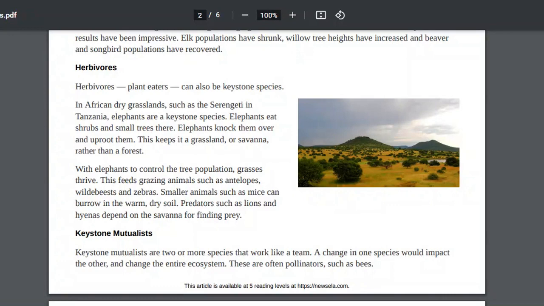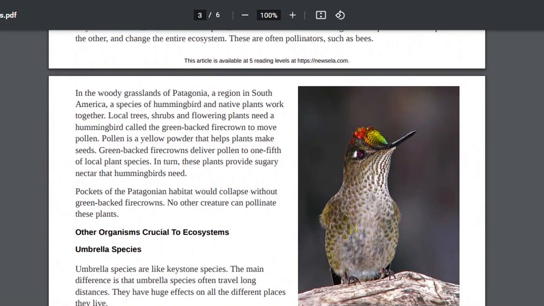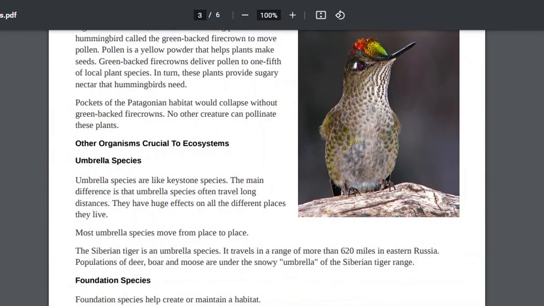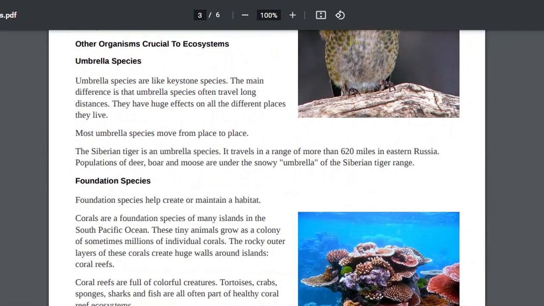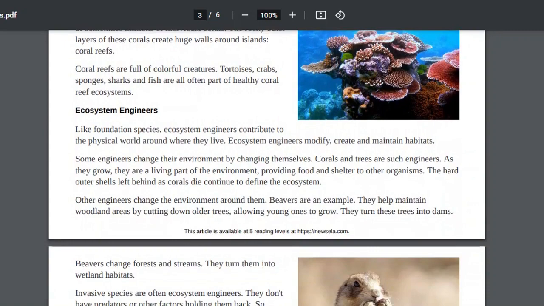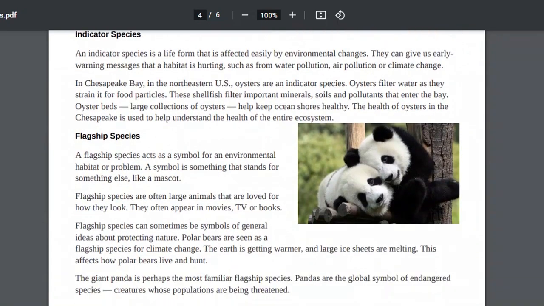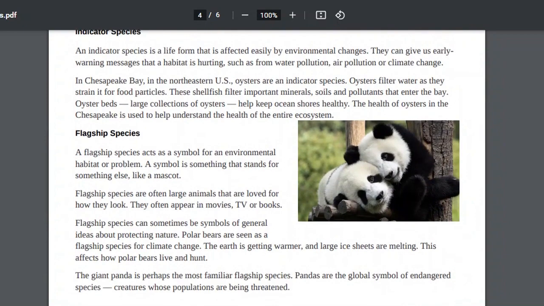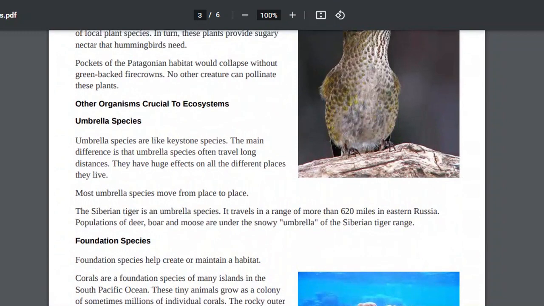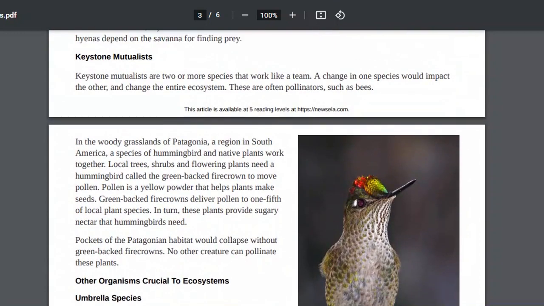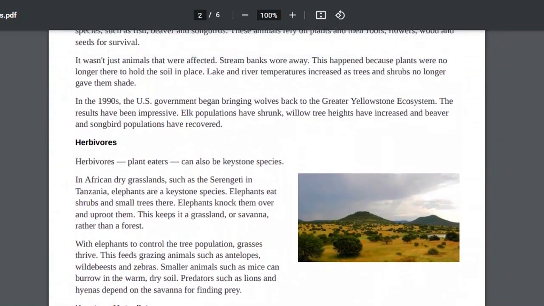But that's not all. There are also other species that are crucial to ecosystems that you'll learn a little bit more about, including umbrella species, foundation species, ecosystem engineers, indicator species, and flagship species. All of these will give you a different look at some key organisms that are crucial, which means very important, to an ecosystem in surviving.